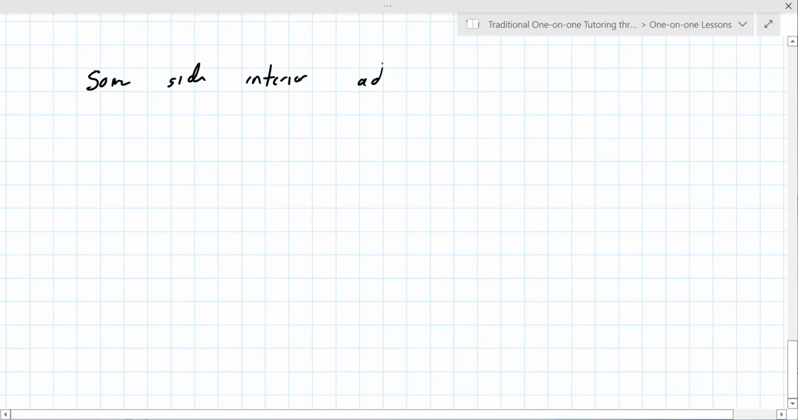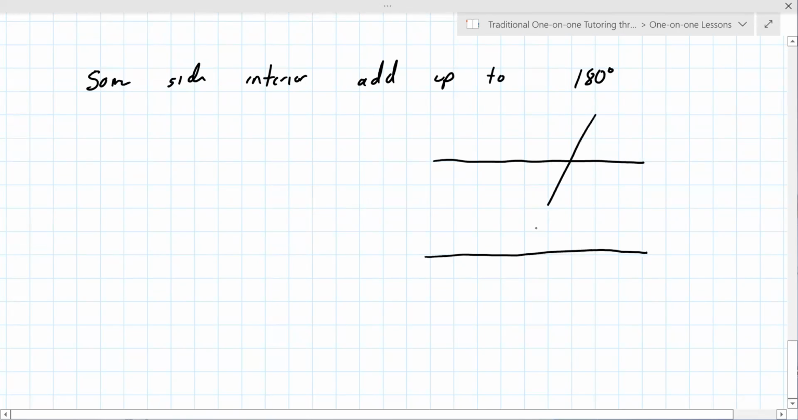Same side interior, they add up to 180 degrees. Okay. And see, it almost takes longer to explain all this than to do the problems because you're either setting the angles congruent or they add up to 180. But let me label this again.